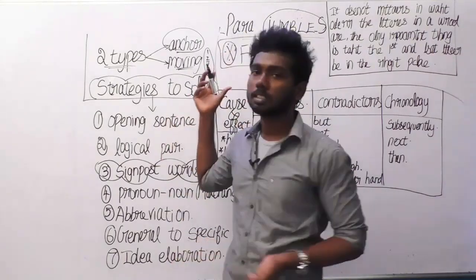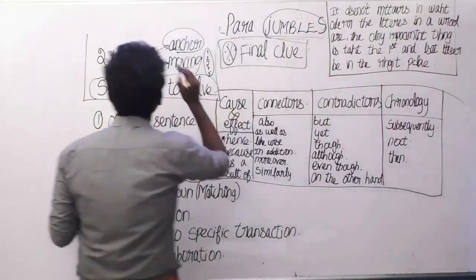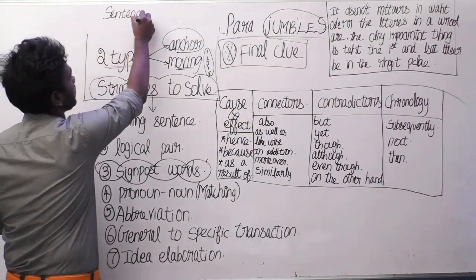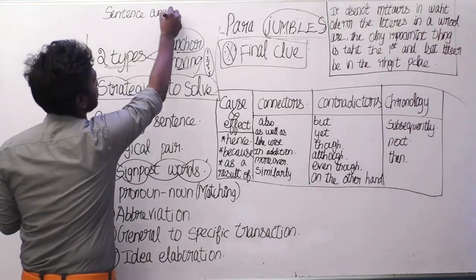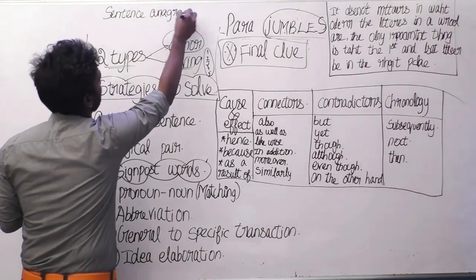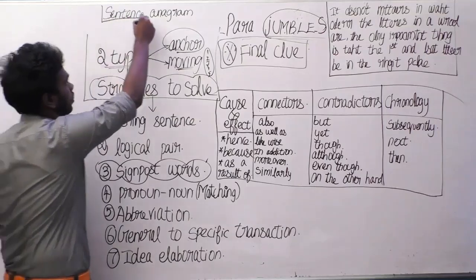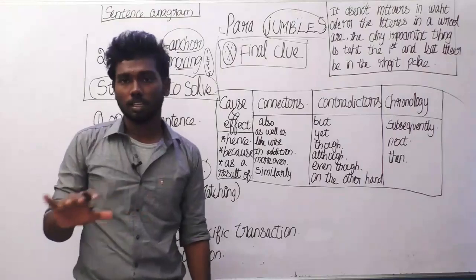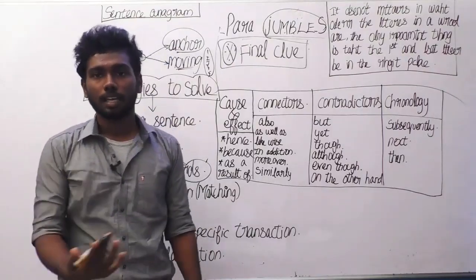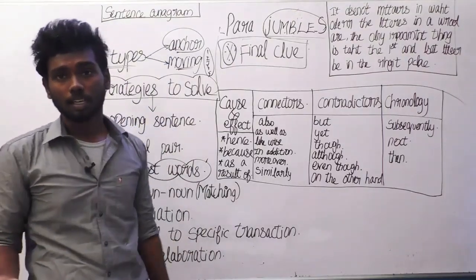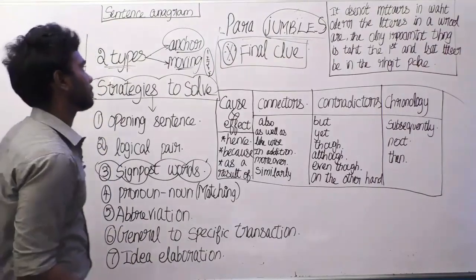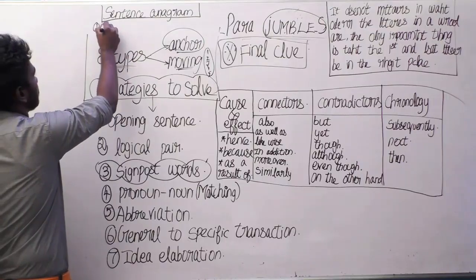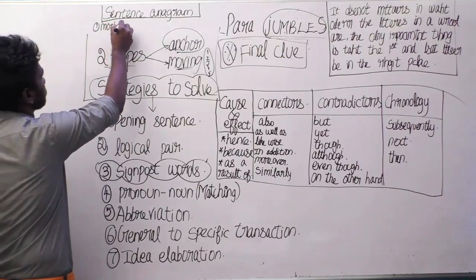In parajumbles there also comes another topic called sentence anagram, and this has rare possibilities to come in examinations, but I will just give one example for sentence anagram. There are only a few sentence anagrams in the English language, so if I give an example, it will be easy for you to understand what a sentence anagram is. Consider this example: mother-in-law.